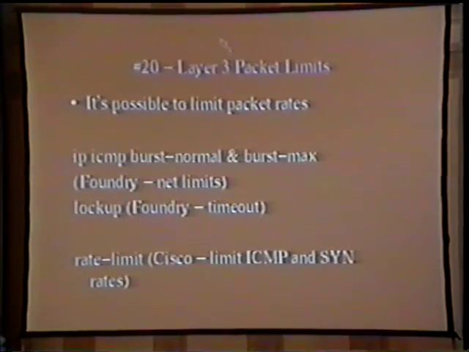The next one is layer 3, the IP layer. It's possible to limit the packet rates. Here are a couple of the commands, the first ones are for Foundry, setting the burst limits and the burst maximums. Also setting up timeouts with the lockup. Now on Cisco you would be able to configure the rate limits for ICMP and SYN rates. This is something in terms of a denial of service attack, distributed denial of service attack, like a Smurf and so on.